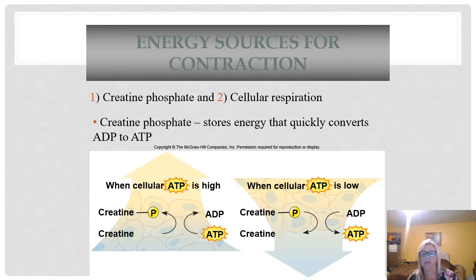So how do we make ATP? You should know that. Cellular respiration, right? We use glucose to make ATP. So glucose is stored in the cell as glycogen, and so we can break down that glycogen and convert it back to glucose. So that's really important that we're able to do that.